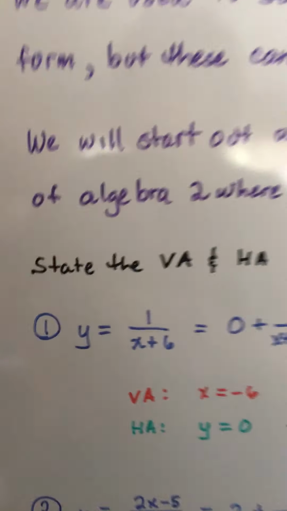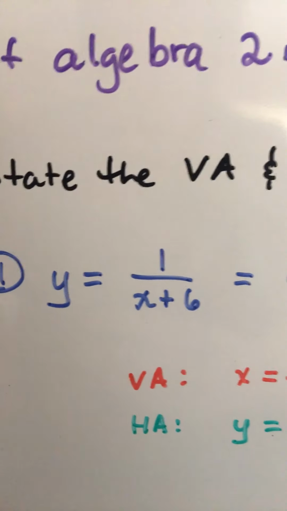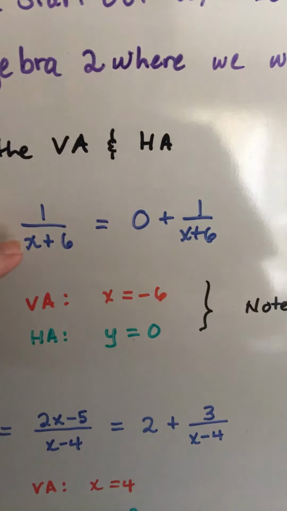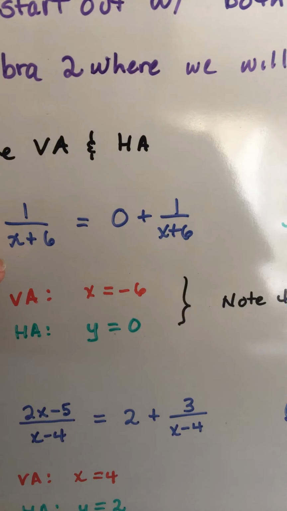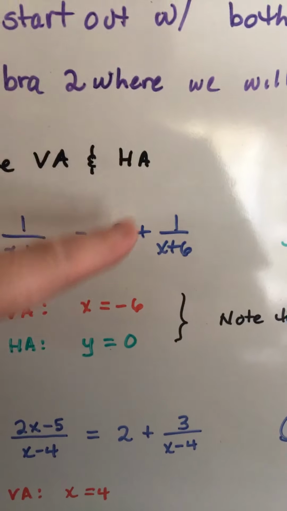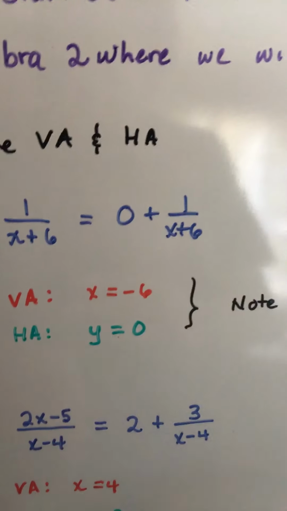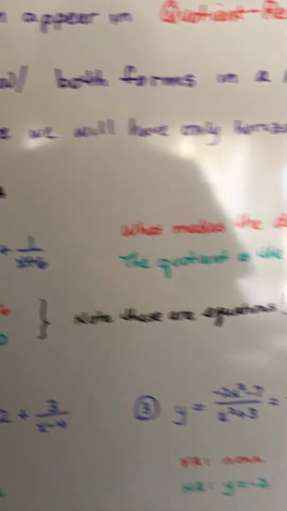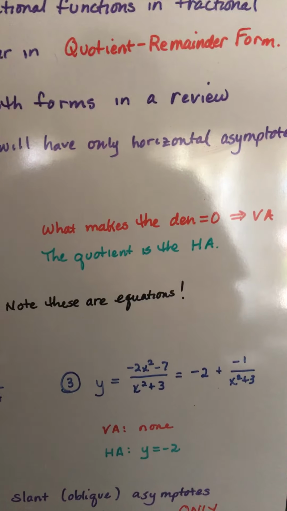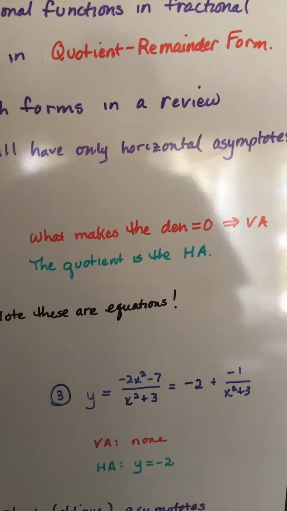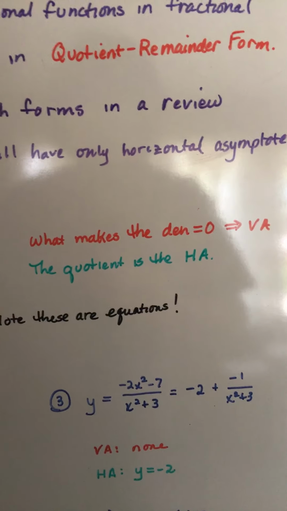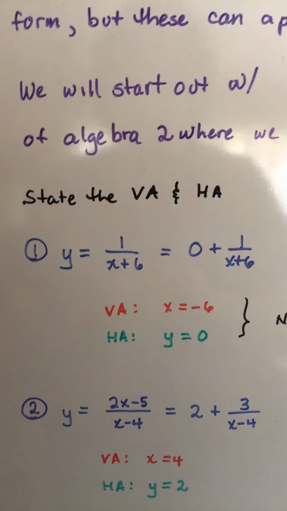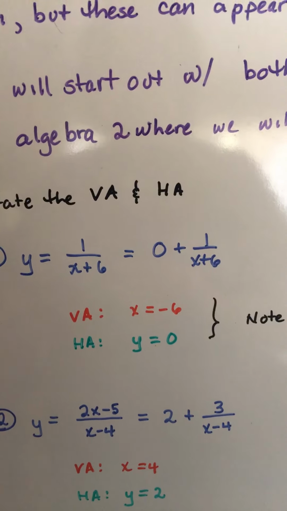So first off, this particular fraction, if I wrote it in quotient remainder form, would look like this. The vertical asymptote's always what makes the denominator 0. And the quotient, not the remainder, just the quotient, is always going to be your horizontal or slant asymptote. Okay? So all of ours will be a horizontal asymptote at this point. Note, these are equations. You don't tell me the vertical asymptote's -6 and the horizontal asymptote is 0.